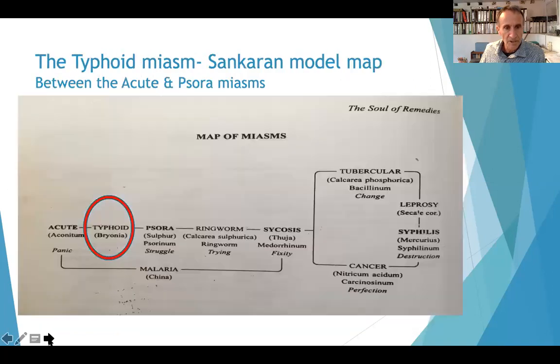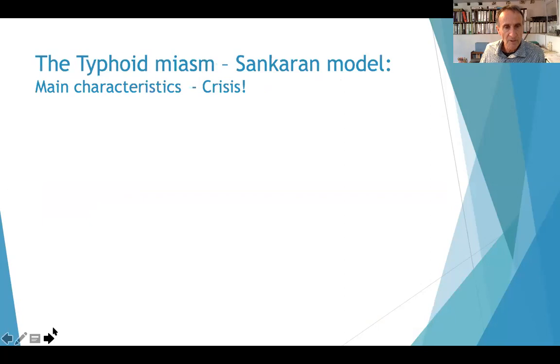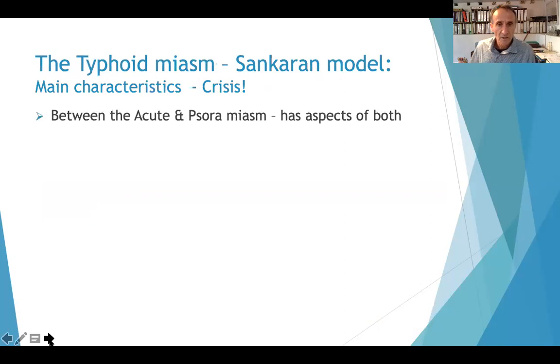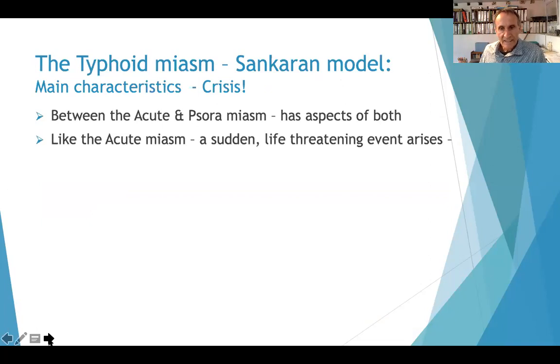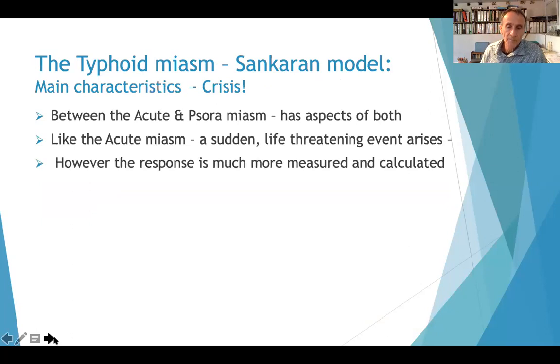So we'll start off with the typhoid miasm. As you can see, it's somewhere between acute and psora. It's got some aspects of both, and the main characteristic is crisis. Again, the thing that brings about a typhoid crisis is a sudden life-threatening event, but the response is much more measured. It's much closer to the psoric response than the acute.